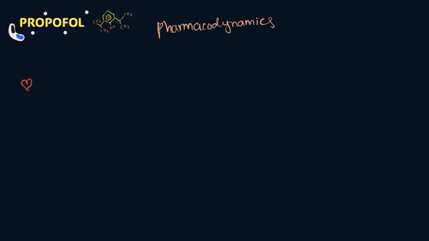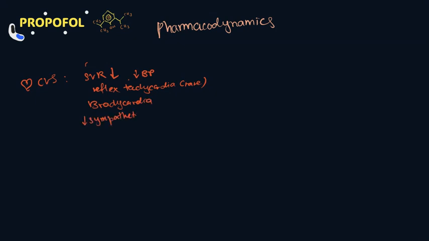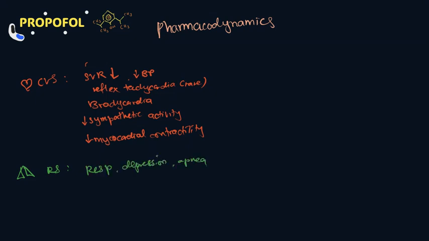Now let's see what propofol does to every other organ system. In the cardiovascular system, it reduces the systemic vascular resistance, reducing blood pressure. Reflex tachycardia is rarely seen, however bradycardia is more common. It reduces sympathetic activity and reduces myocardial contractility. As for the respiratory system, propofol causes respiratory depression as well as apnea. It reduces the response to hypercapnia as well as reduces laryngeal reflexes, making LMA insertion easier.